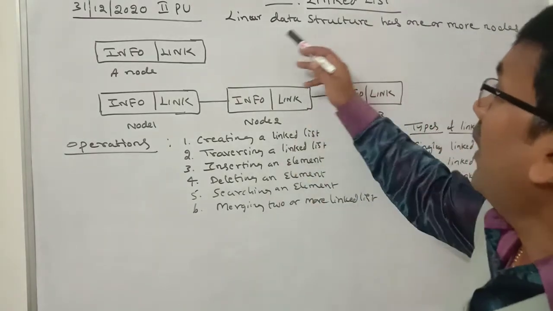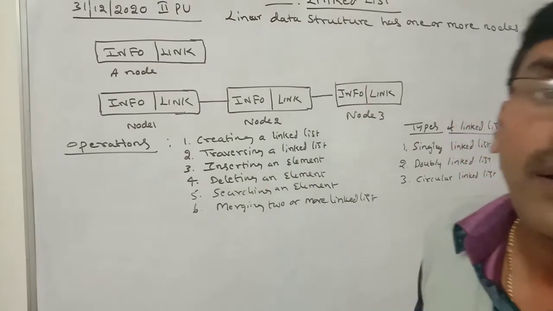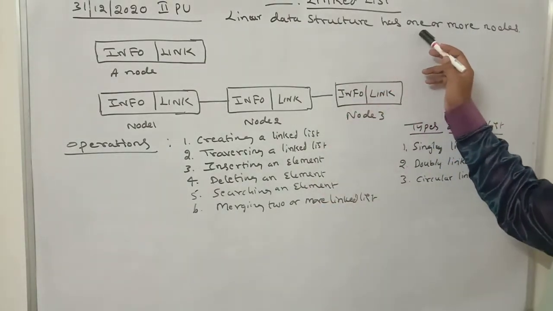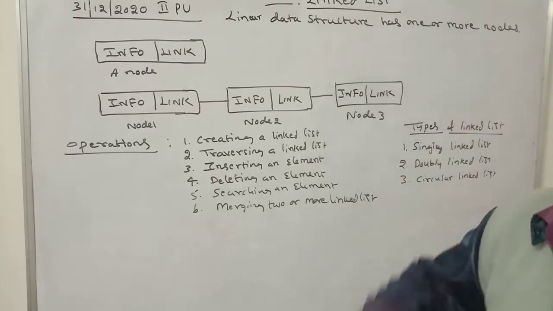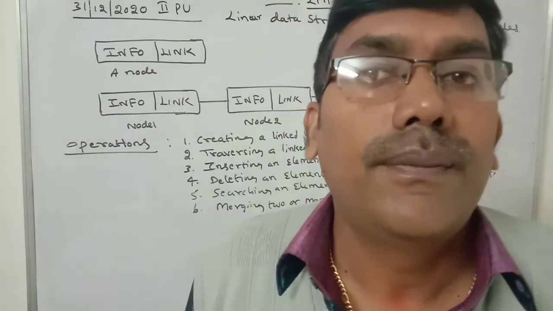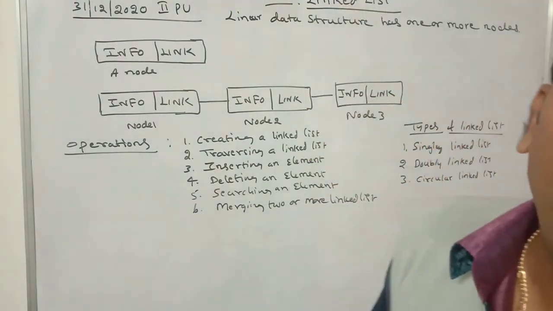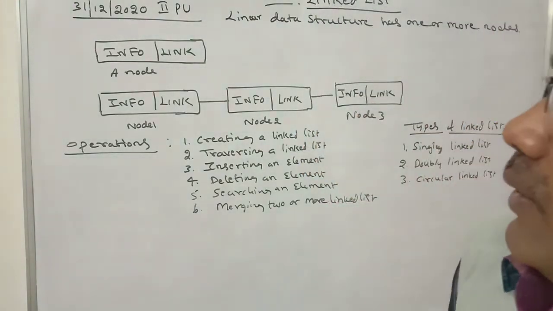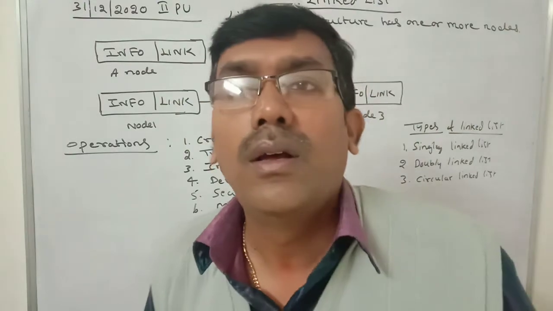A linked list is a linear data structure, and it contains one or more nodes. What do you mean by a node?